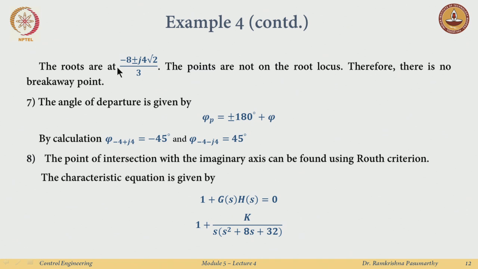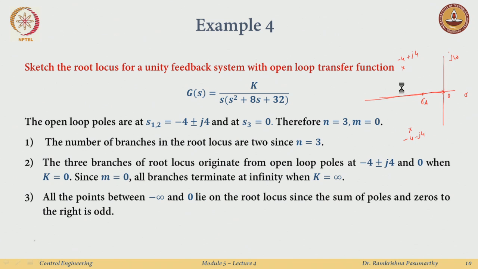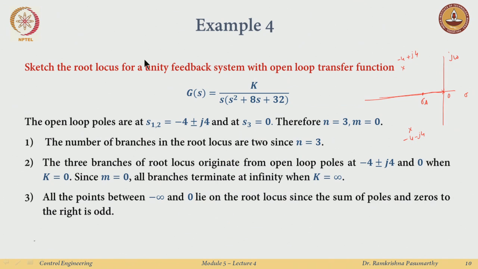And I could actually see from here that these points are very unlikely to be on the root locus, right. So look at this minus 8 plus minus j. So, I am somewhere here, right. Then what do my asymptotes suggest is that, well, I am at 60, 180 and 300. So, which is at angles like over here, right.